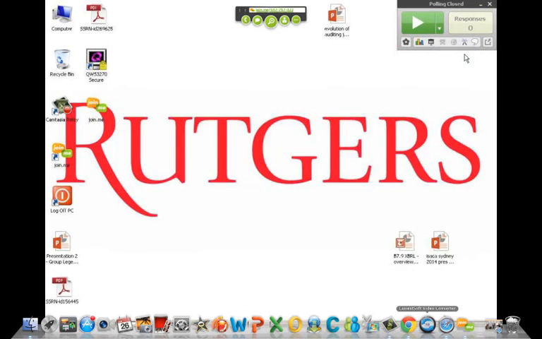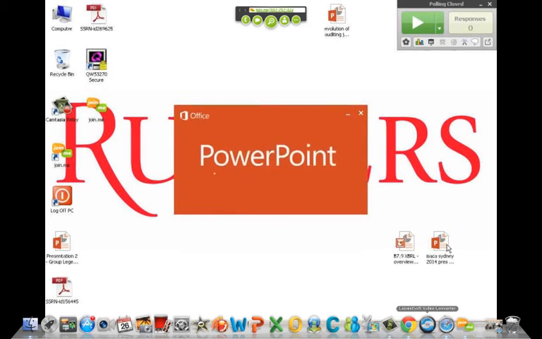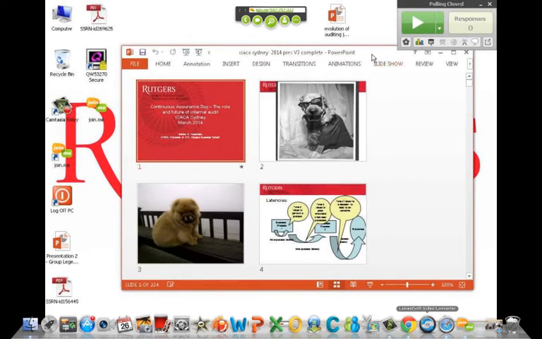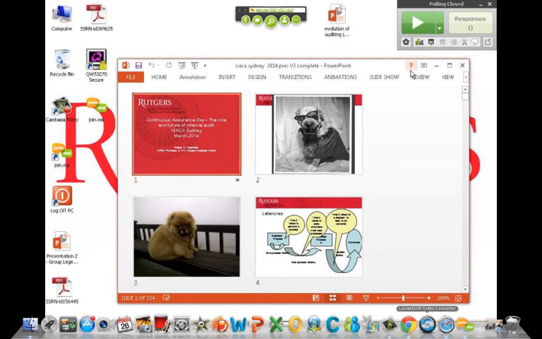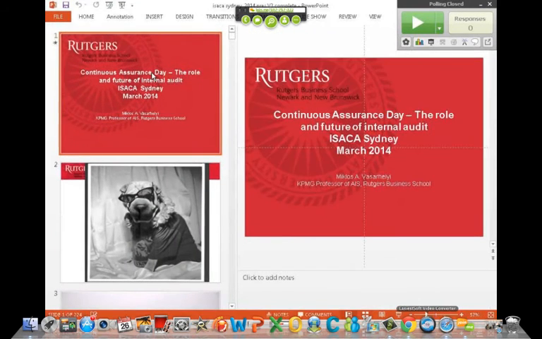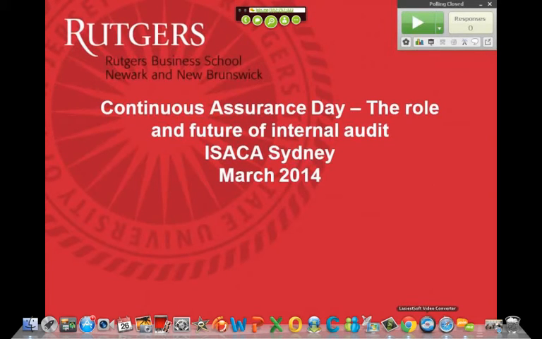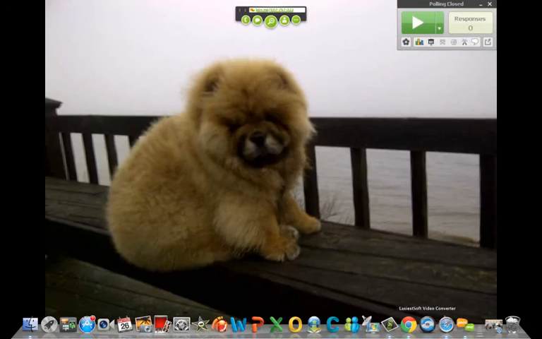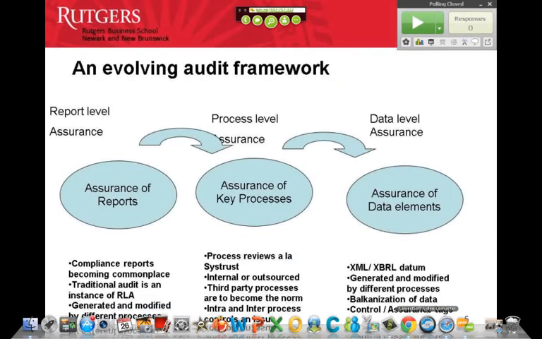Okay, so we go back to my slides. Instead of using my evolution of auditing slides, I'm using my ISACA slides. This is a presentation I did in Australia and here too about continuous auditing. It's very similar in the beginning to what I showed you. I just wanted to show you some slides that I didn't have in that deck. You've already seen these things, so I'm going to stay there.